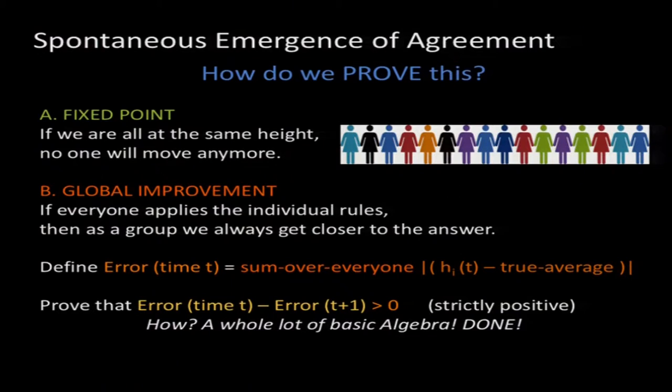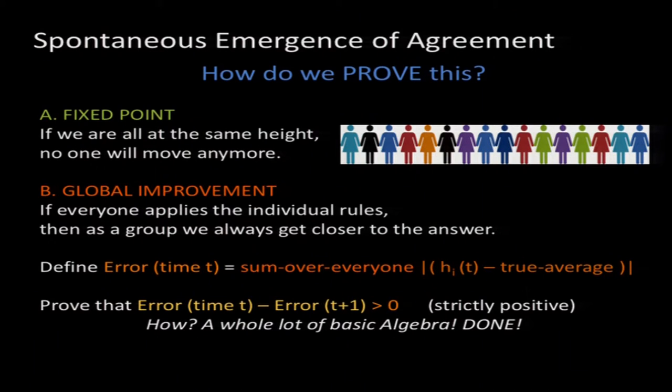And then the next thing you do is you want to prove the following. You want to prove that after everybody applies the rule and I compute the new error, that second number is smaller, right? That my error has decreased. So I want to prove that my error over time is decreasing, or that the difference in error from one step to another is strictly positive. All right, so how do we do that?